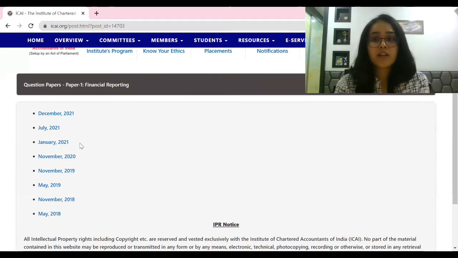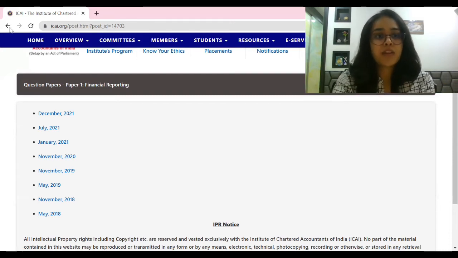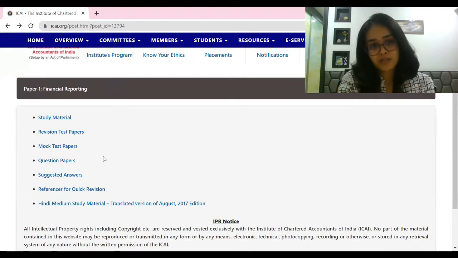So it's very important that you go through these papers, and the last few attempt questions are often repeated, or the concept is sometimes repeated. So it's really essential that you go through it and know what kind of patterns are actually going on. So that's another point on the question papers.